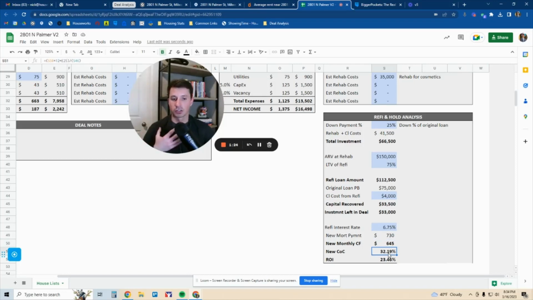So in this world, a cash on cash return of 32% would be the same as putting this money in the stock market and attempting to get a 32% return on a stock.